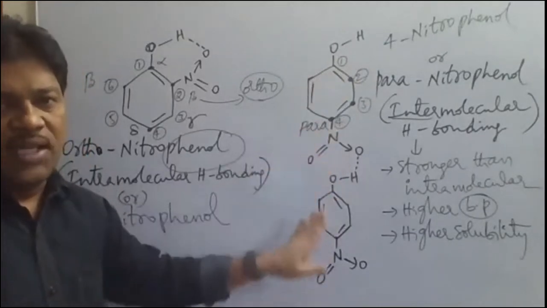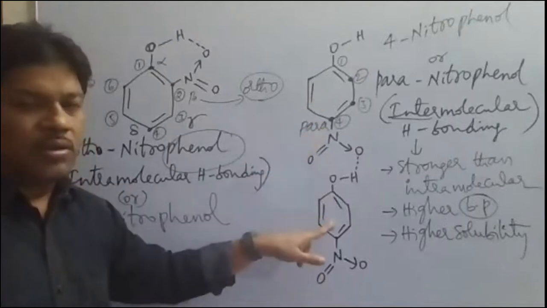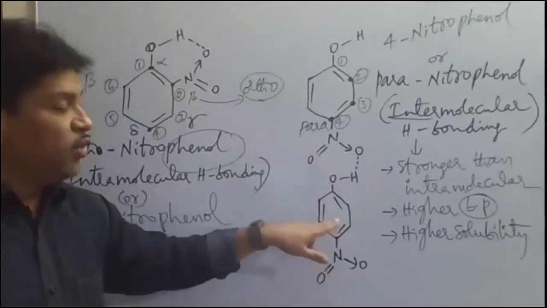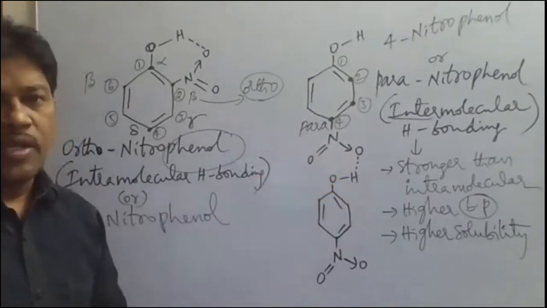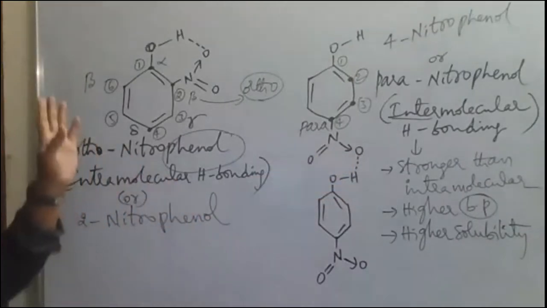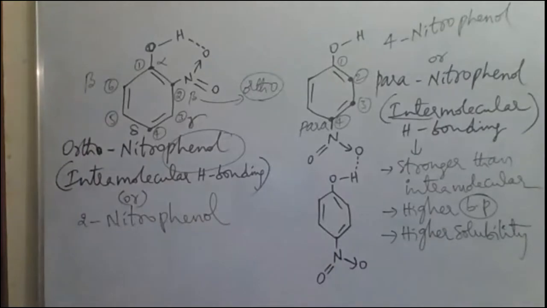Intermolecular hydrogen bonding between two molecules of the same substance is there. These two are molecules of the same substance. But since it is between the molecules, it is called intermolecular hydrogen bonding. So it is about the two types of hydrogen bonding in organic molecules.